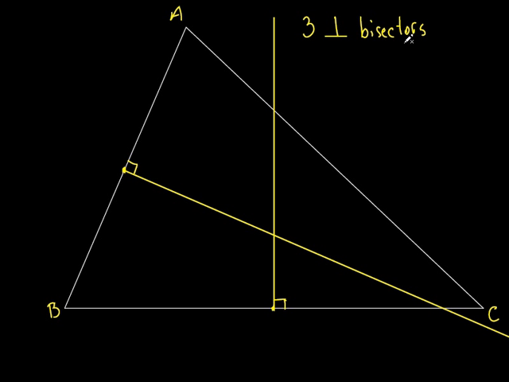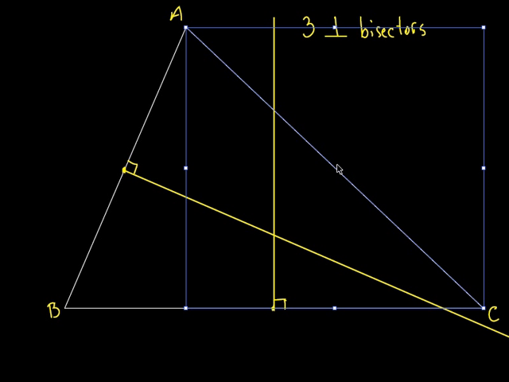Perpendicular bisector. So far I've got 2 perpendicular bisectors. Both of those yellow lines are perpendicular bisectors. Are you getting the idea? All right, so what do you think you're going to do now? Take AC and find the midpoint of AC.